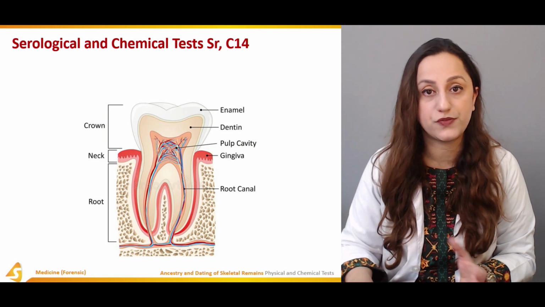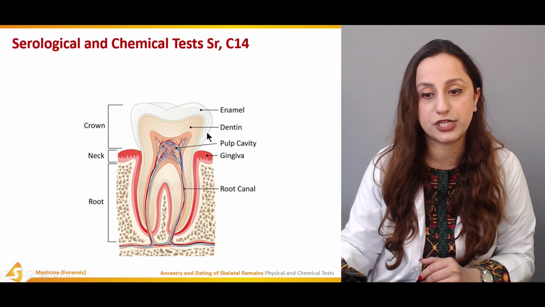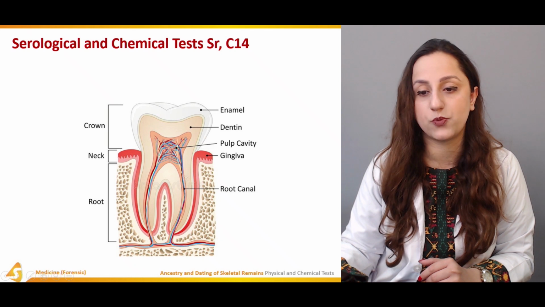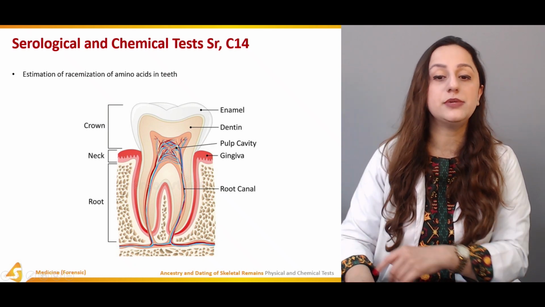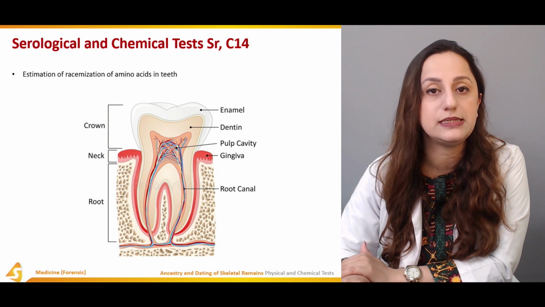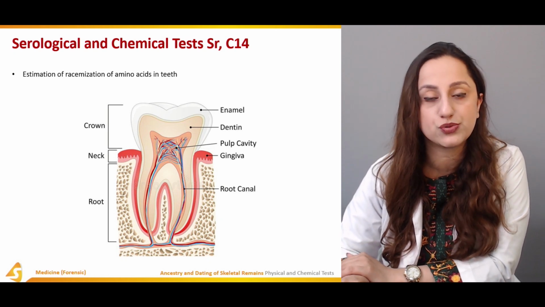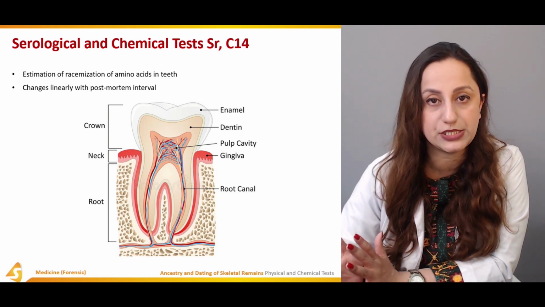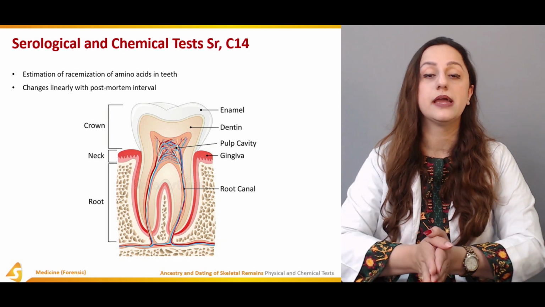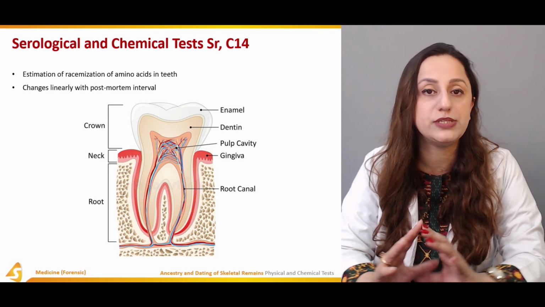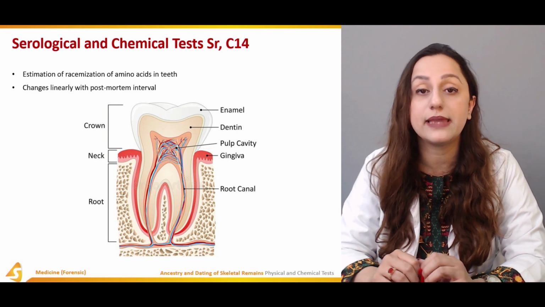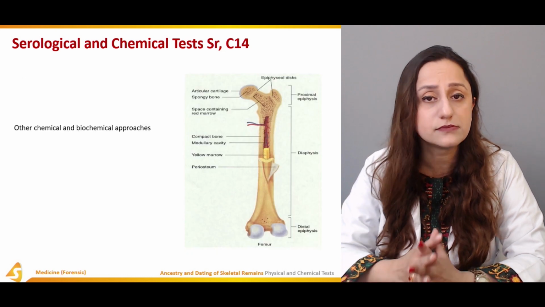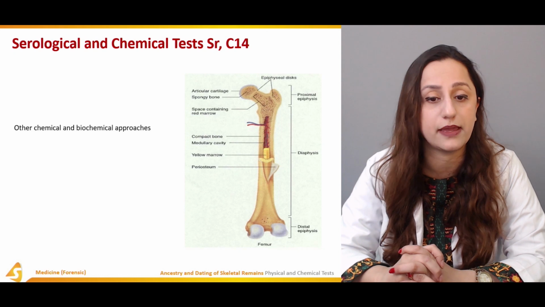The teeth are also very important, and this is the normal architecture of the teeth. It has a crown, a neck, and then we have the root at this point. So the estimation of the racemization of the amino acids in teeth is also very important. The ancestry can be drawn through the teeth examination, and it changes linearly with the postmortem interval. The postmortem interval can also be identified through the physical characteristics of the teeth, and chemical tests can be performed on these teeth. The changes that occur depend upon the environmental conditions again.